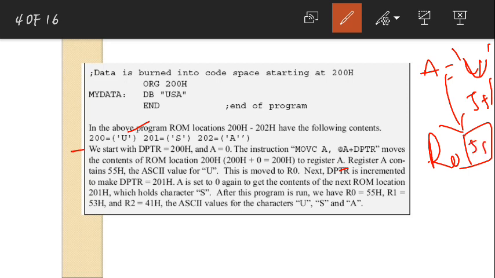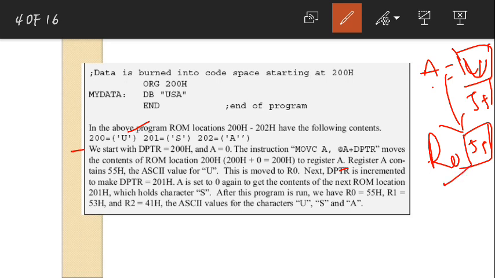In R0 I have 55H, in A also I have 55H itself. If you say in terms of hexa, you can write it as 55H. If you say in terms of ASCII, you can say as U, ASCII character U. So that is moved to R0. Now in R0, 55 is stored.